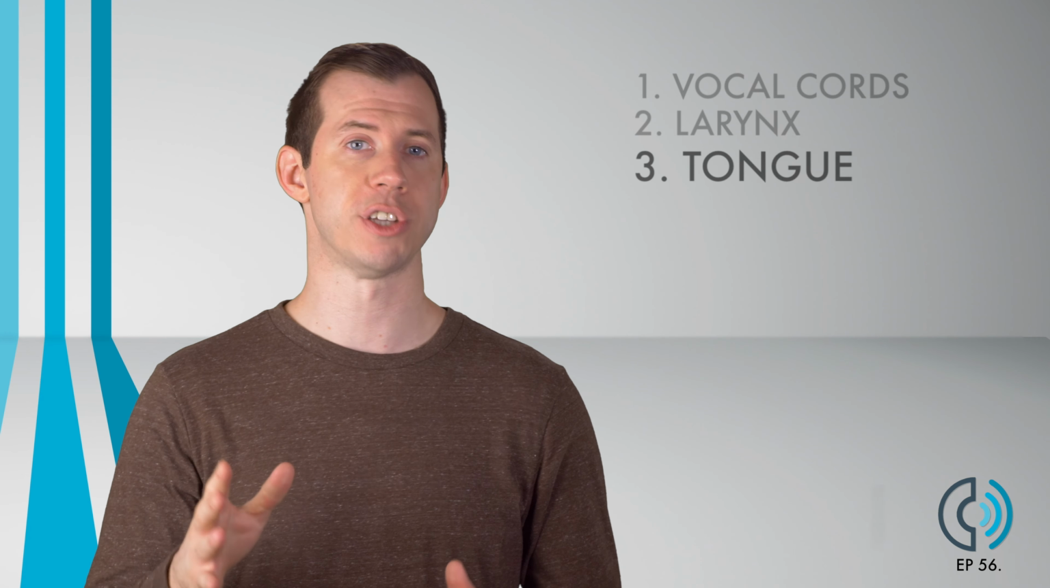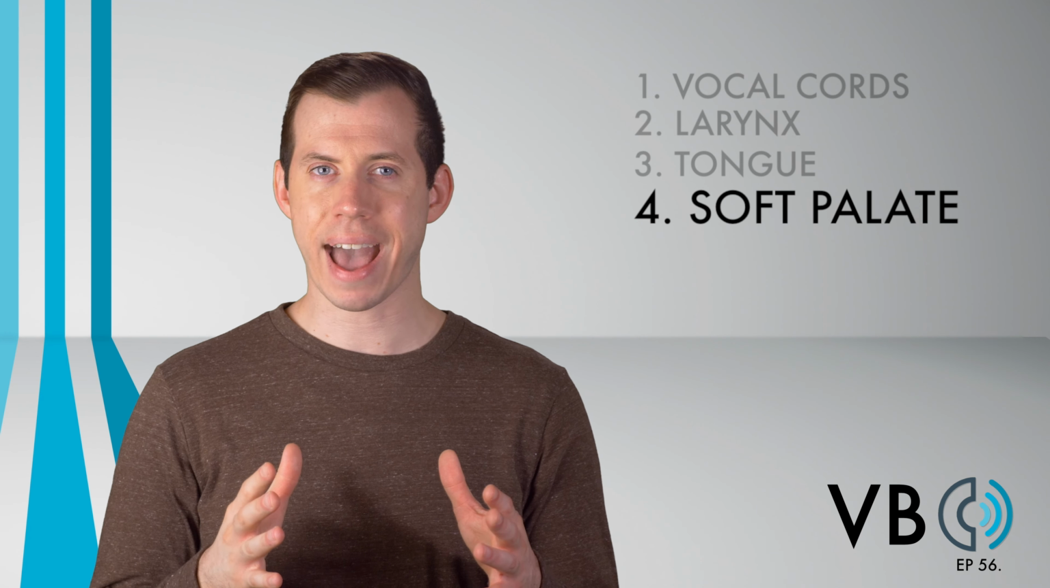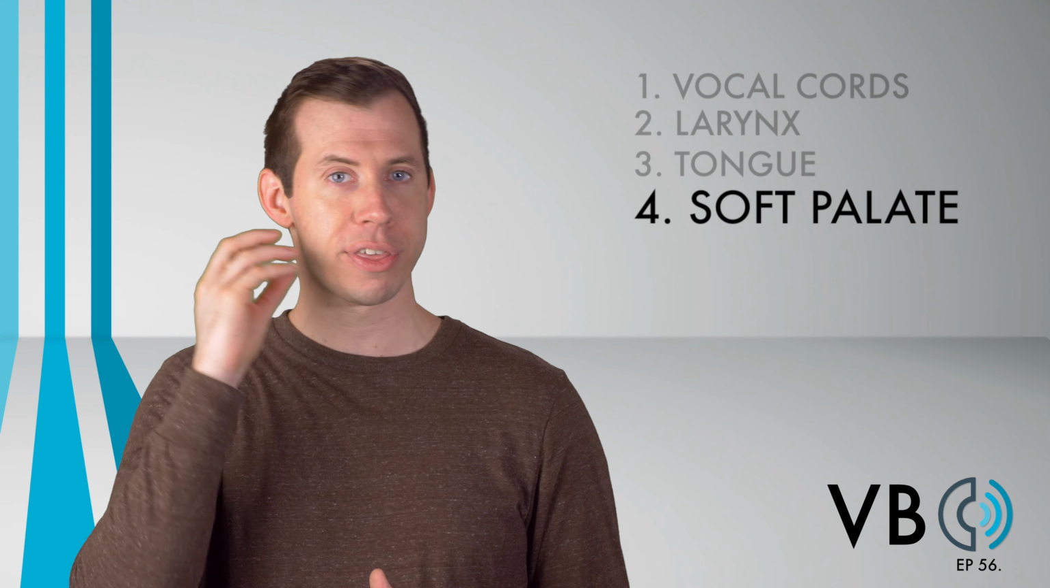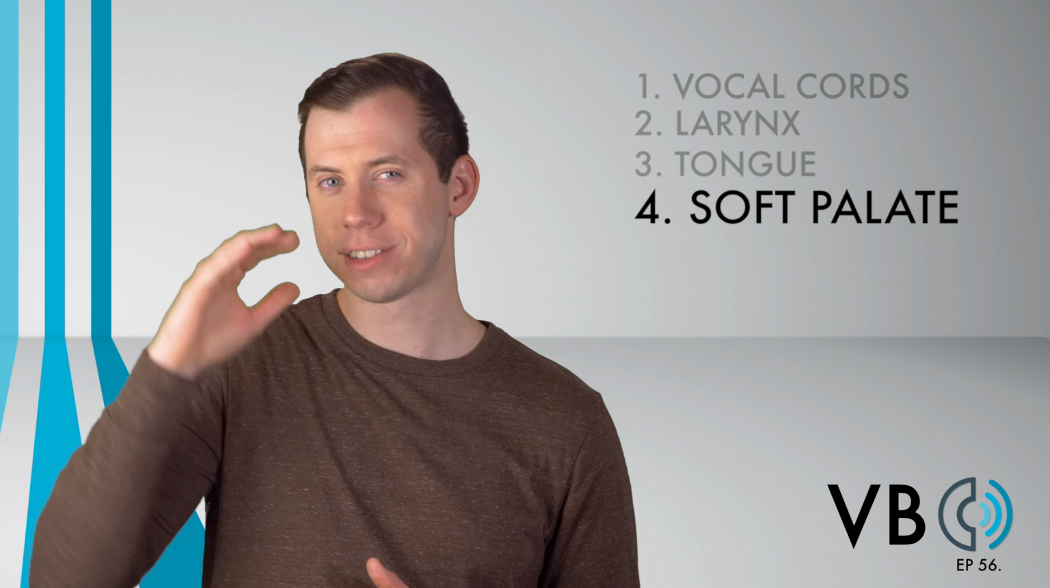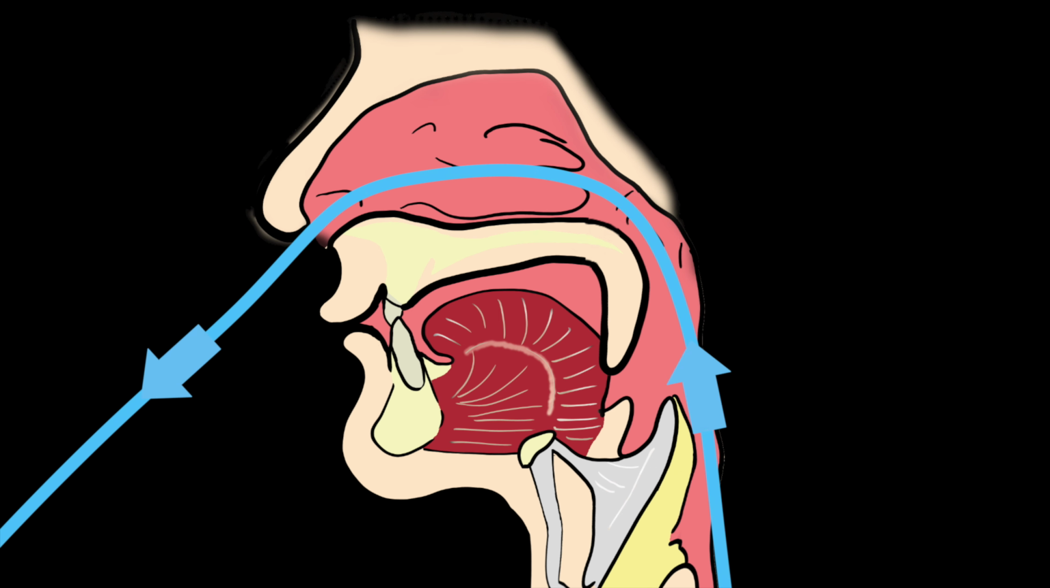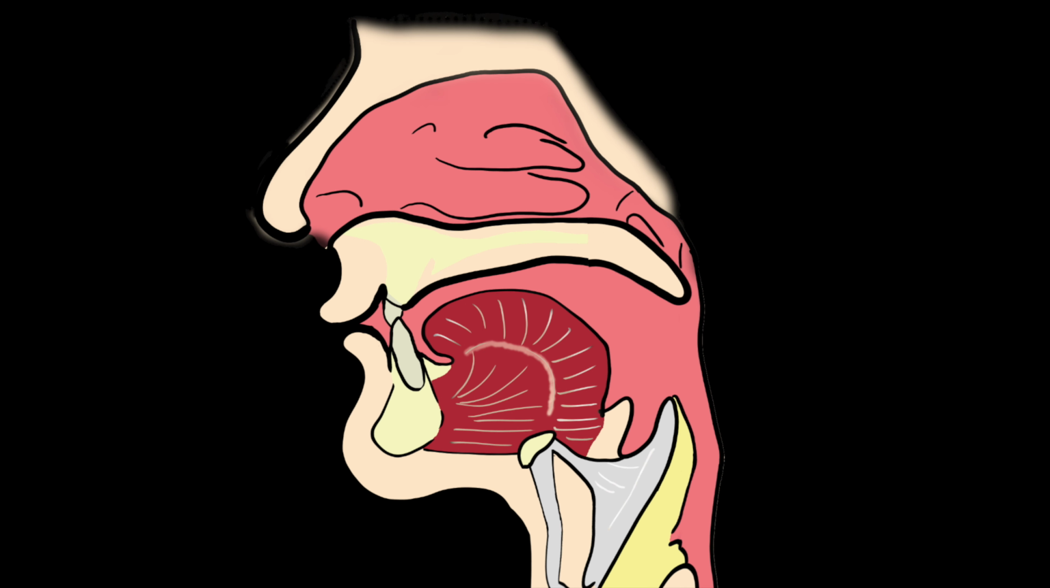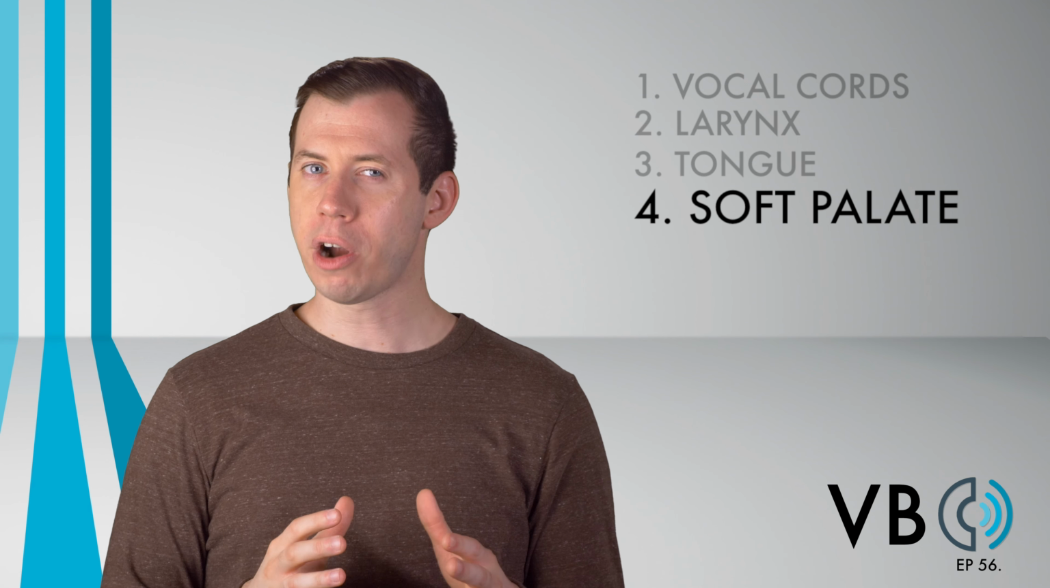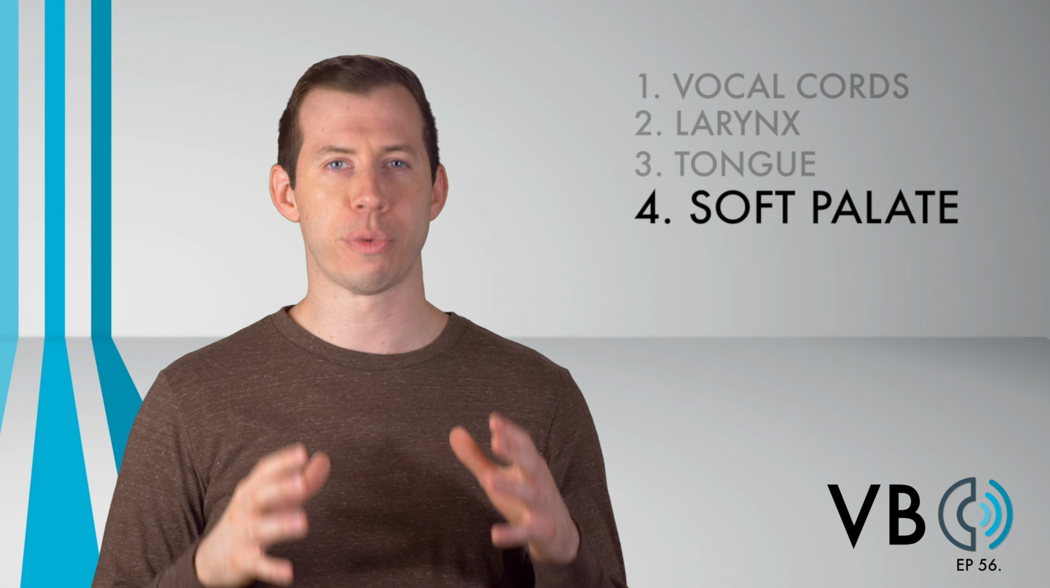Component number four, the soft palate. The soft palate acts as a trap door between the mouth and the nose. If the palate is lowered, more sound goes through the nose. If it is raised, more sound goes through the mouth. For Barney, we'll want more mouth resonance.